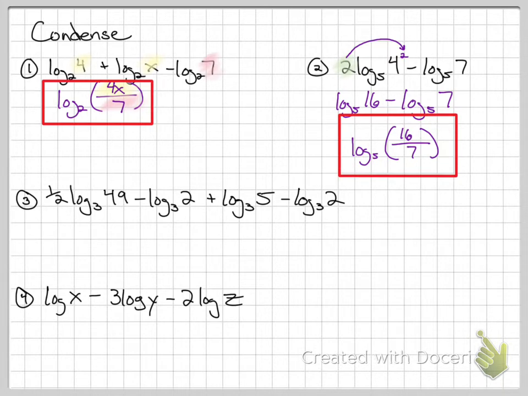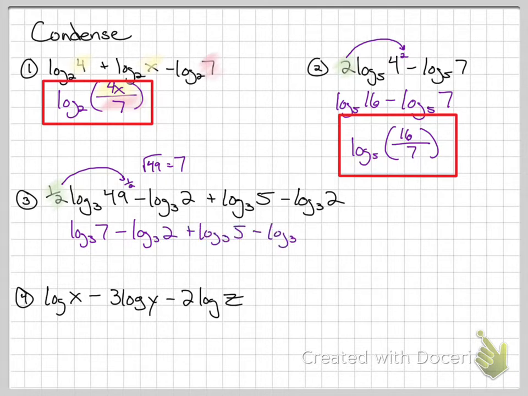Okay, exponents. Look for those coefficients. Do those first. 1/2 becomes a 1/2 power. We talked about this on the other side. A 1/2 power means square root of 49. Well, that's just 7. So this is really log 3 of 7 minus no coefficient, log 3 of 2. None of these have coefficients. I see some minuses, so I know I am going to have a fraction.